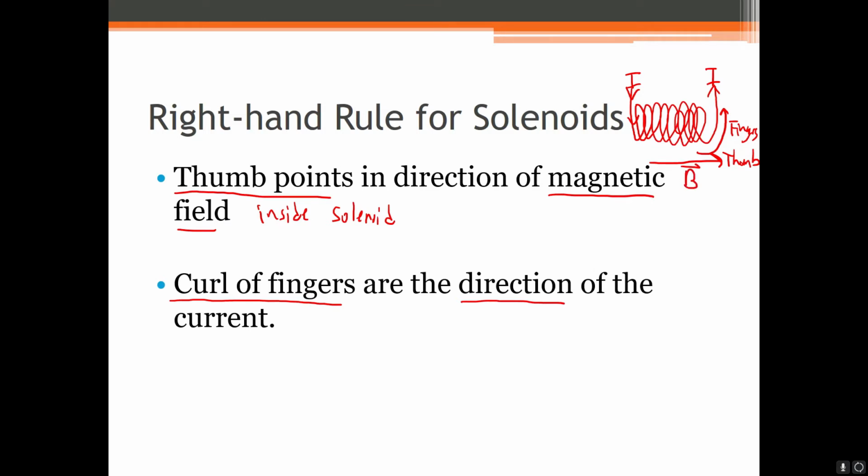It's really handy because then you know where the north and south poles are on your solenoid when you pass a current through it. We'll see this in our next lab, so if you can't quite visualize it with my drawings, then I'll show you in our next lab.